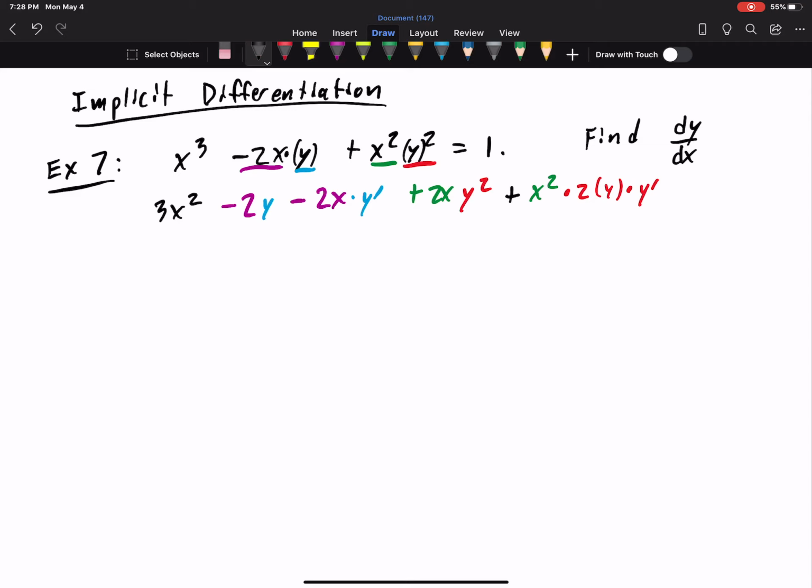Okay? So then, on the right-hand side, we just have the function 1. That derives to equal 0. So that's the derivative step. We just derived everything in sight.